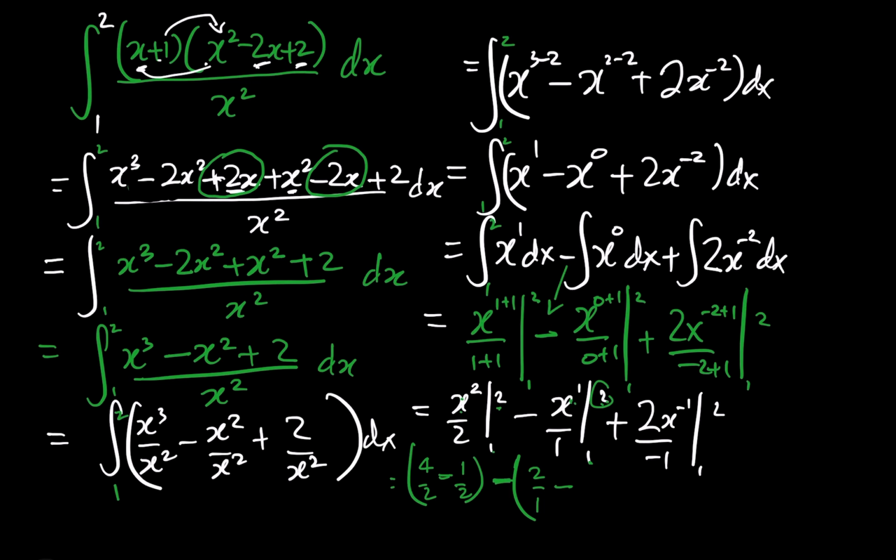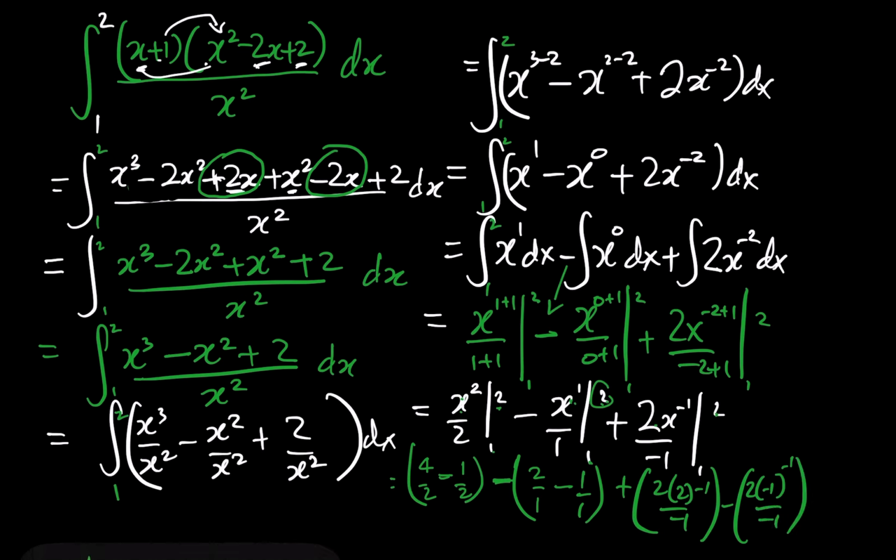So we put in a 2, it's going to be 2 over 1 minus, putting in another 1 right there. Minus putting another 1 right there. So we put in a 1, and we get 1 over 1 like this, plus, bring the parentheses, 2 goes in there, it's going to be 2 into 2 to the power negative 1 over negative 1, minus, put in the 1, you're going to get 2 into negative 1 to the power negative 1 over negative 1, in that order. I think it's getting a bit messy.